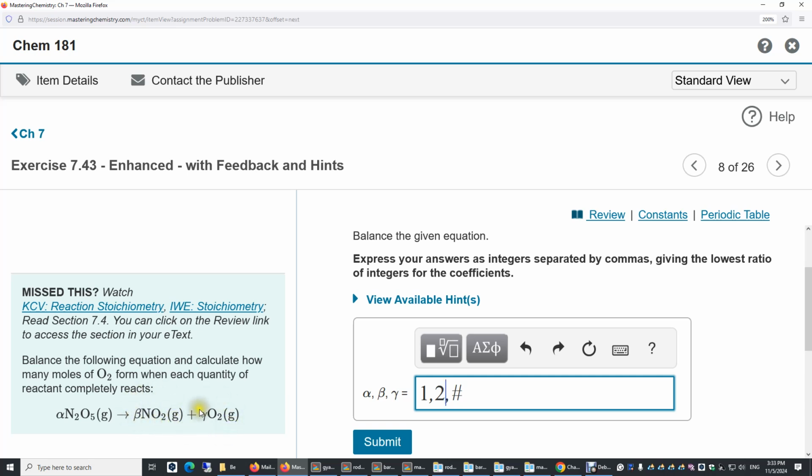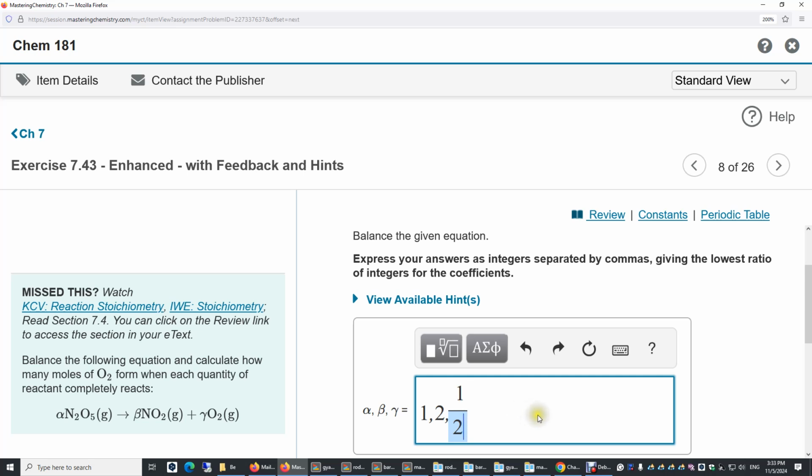And then how much is gamma? We have 5 oxygen atoms on the left, 4 oxygen atoms in these NO2 molecules. So this gamma O2 contributes 1 oxygen atom. So this has to be 1/2.